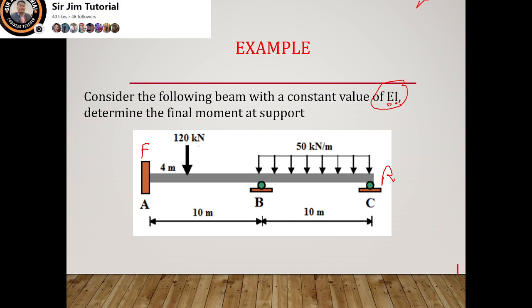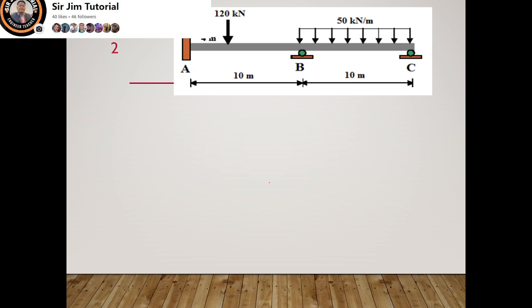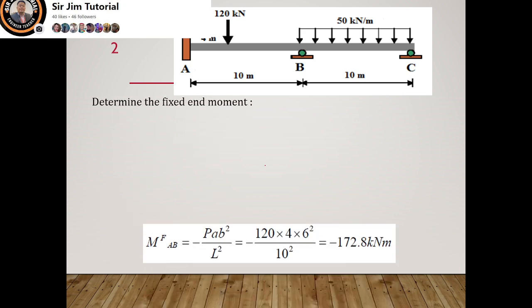You have this load. Okay, and then here a point load at 4 meters from the left, and then here you have 50 kilonewton meter uniform load from B to C. Okay, so first things first, we're going to determine the fixed end moment.